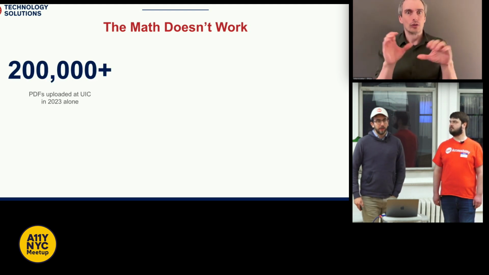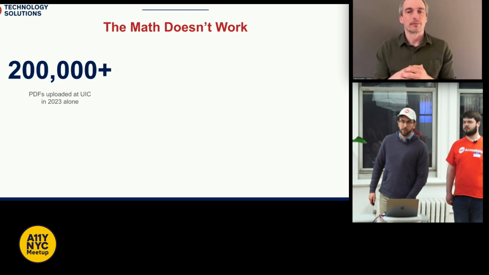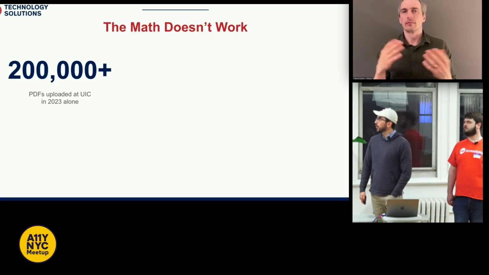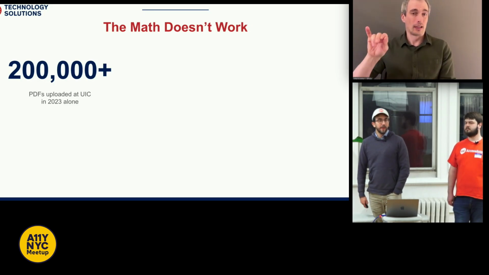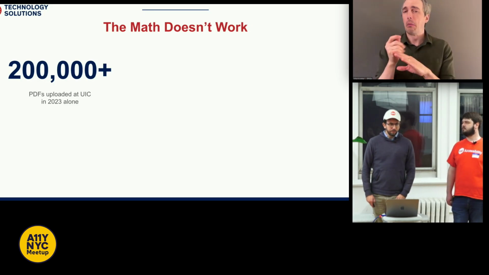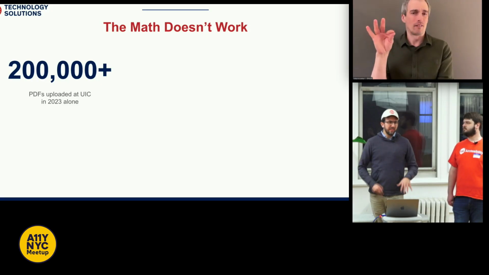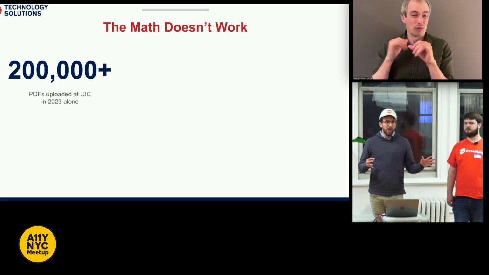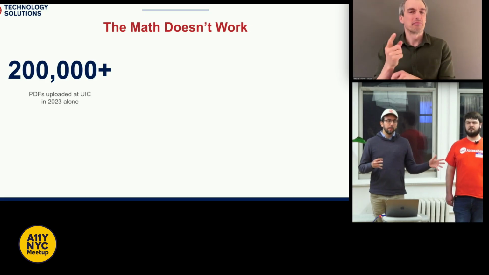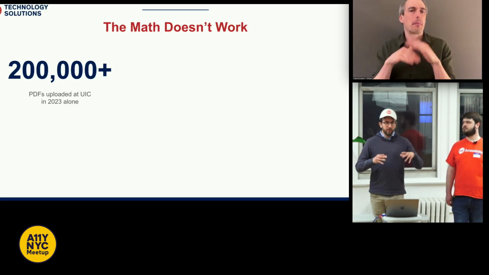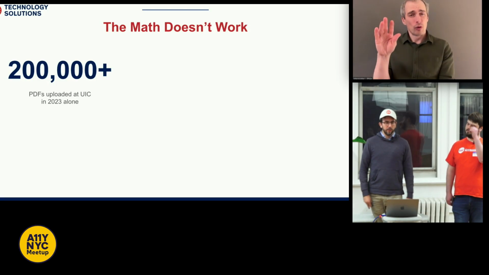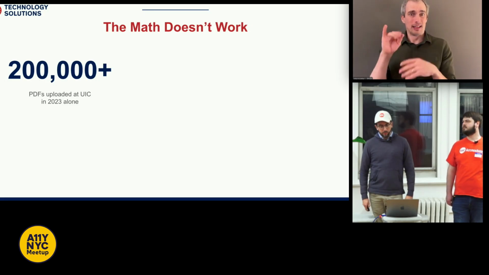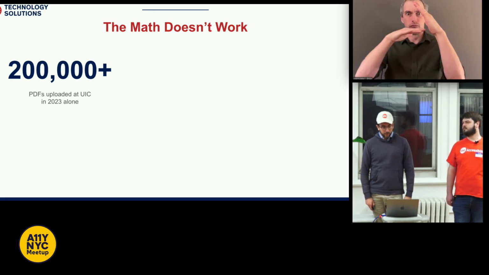So just to look at what UIC, the University of Illinois, Chicago, which I work with, has, we have a bit over 200,000 PDFs in our system. Every year we see up to 72,000 PDFs uploaded. And so the 200,000 is just the tip of the iceberg, but those are the PDFs that we really focus on as PDFs that we have to do something about.